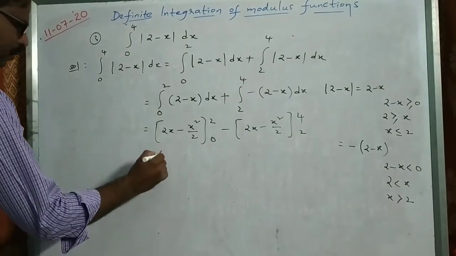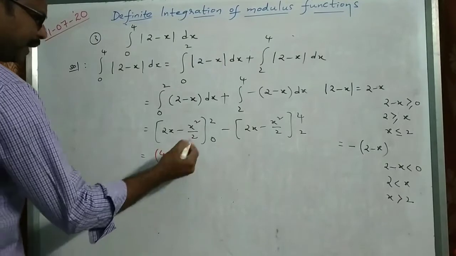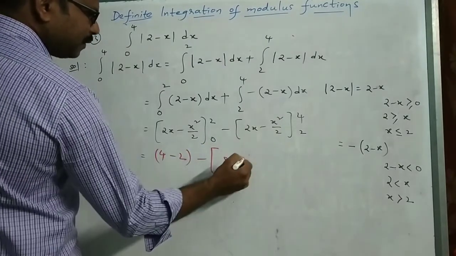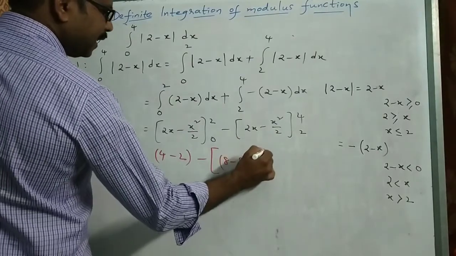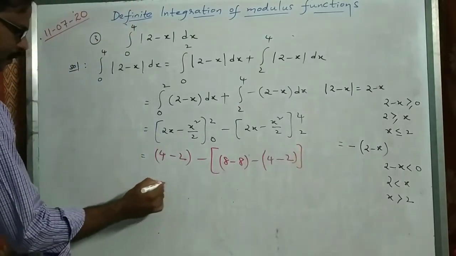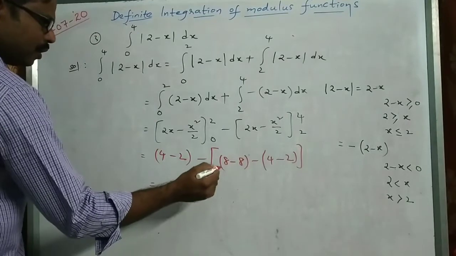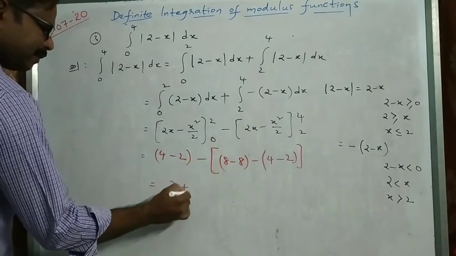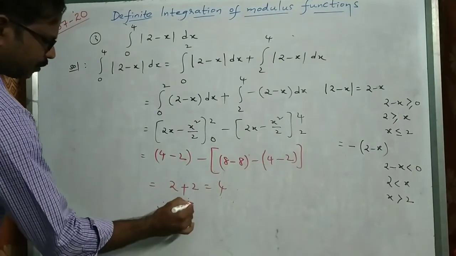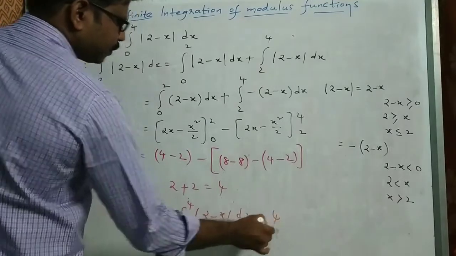So what will you get here? 2 2s are 4 minus 2 square means 4 by 2, 2, minus 0. Here 2 4s are 8 minus 4 square means 16 by 2, minus of 2 2s are 4 minus 2. So here 2, this will be 0 minus 2 minus of minus, plus 2 means 4. Therefore integral 0 to 4 modulus 2 minus x dx value is 4.